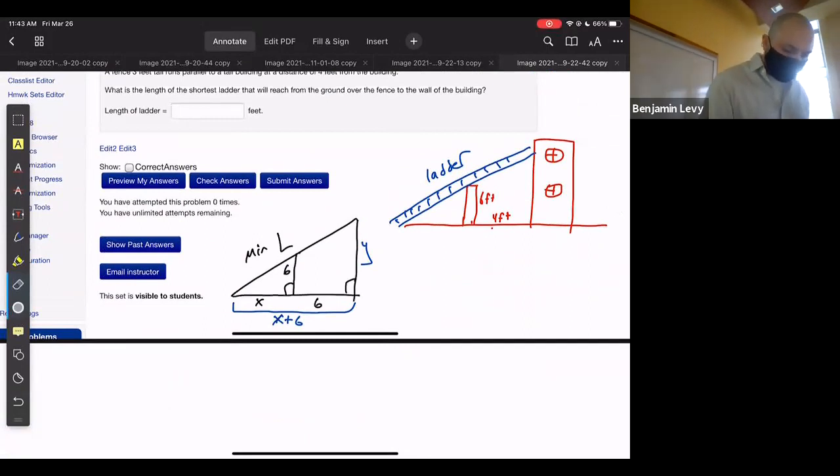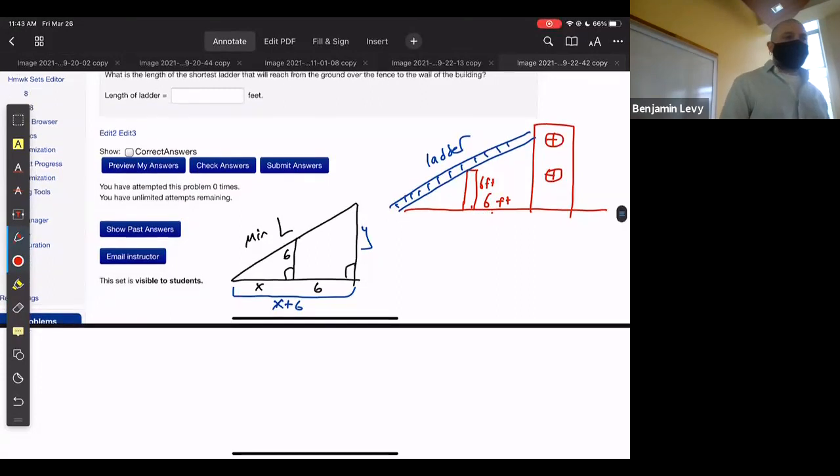Actually, you know what I'm going to do? I'm going to change that 4 to a 6. Everyone has different numbers. Does everyone see that? I'm just changing this number to 6 just so it matches up with the diagram I just drew. Okay, does that seem okay?